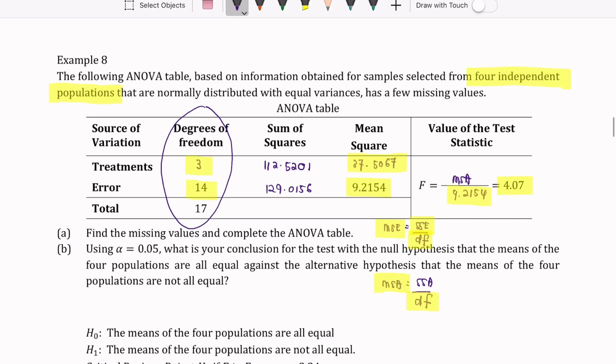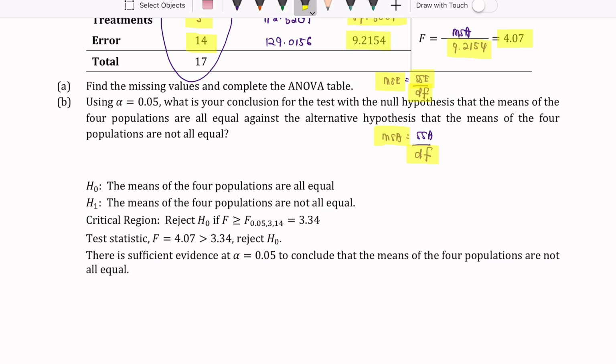We move to question B. Using alpha 0.05, what is your conclusion for the test with the null hypothesis that the means of the 4 populations are equal against the alternative hypothesis that the means of the 4 populations are not equal? So our null hypothesis, the means of the 4 populations are equal, and the alternative hypothesis, the means of the 4 populations are not equal. The critical region or the critical value, how do we get this value?